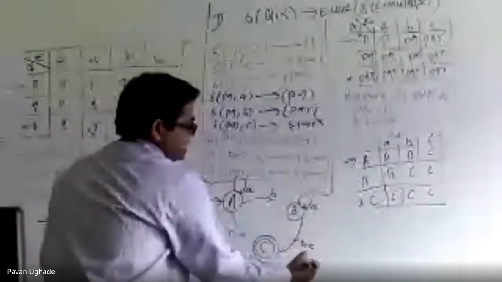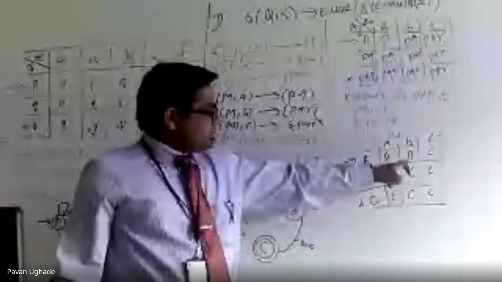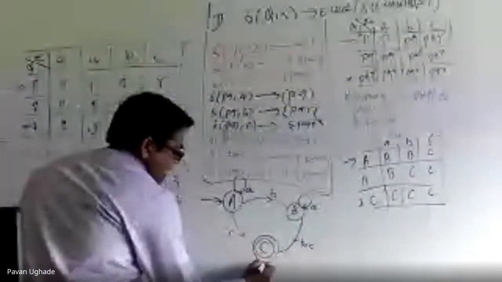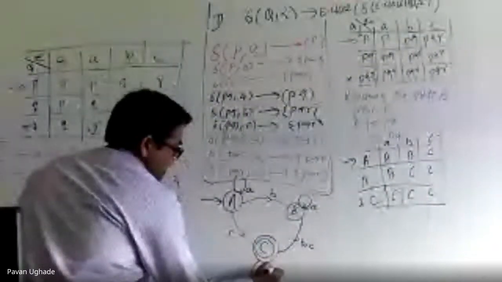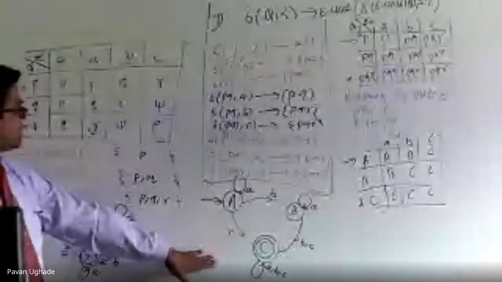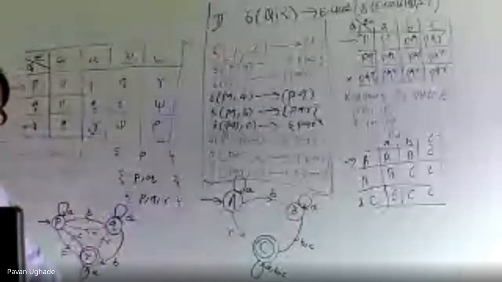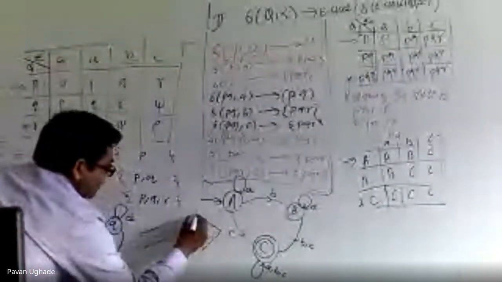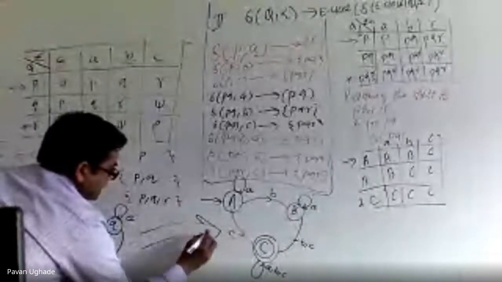So comma as well as C. Now you can see D over B, C both are going to C itself. What about C? C over A, B, C, all are going to itself only. Okay. Now this was our question. This is our answer. And the transformation of epsilon NFA you can see over here like this.